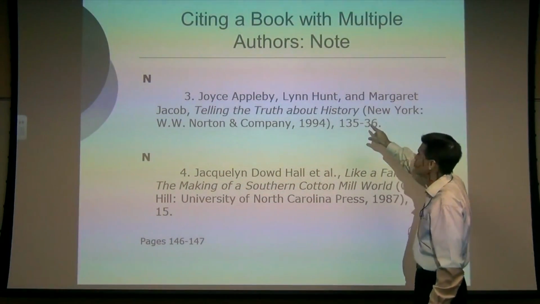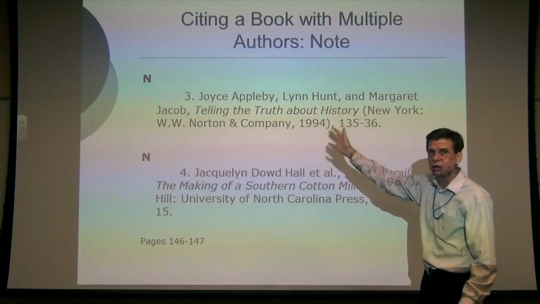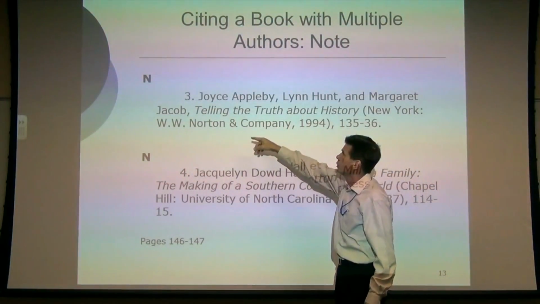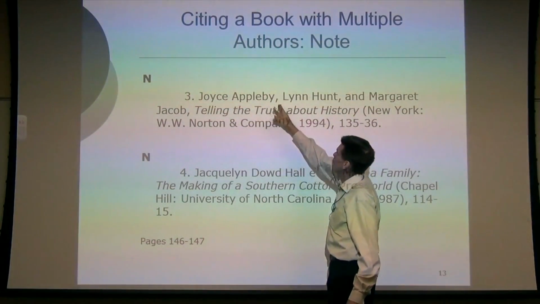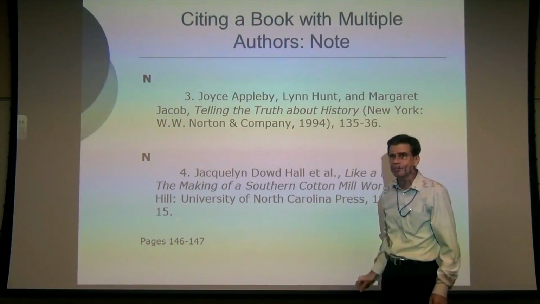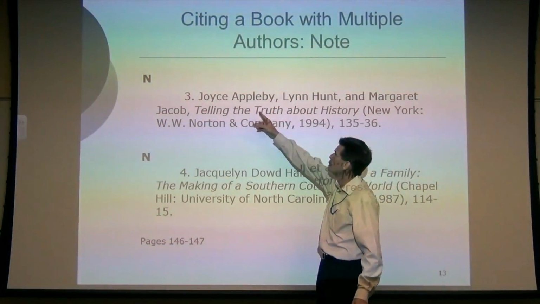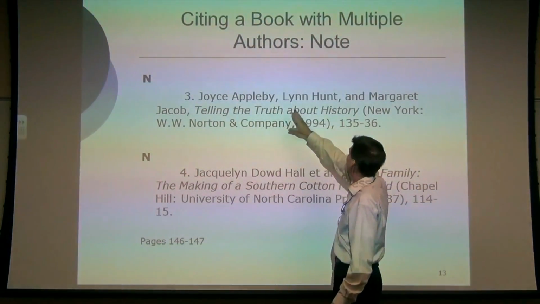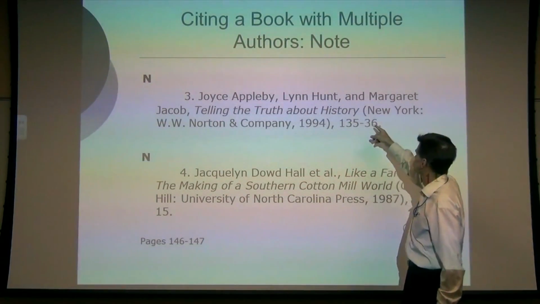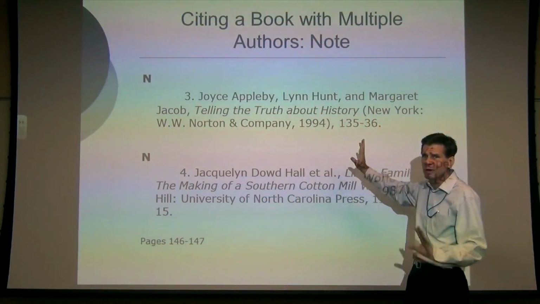So if you have 3 or less authors, if you have 2 authors or 3, this is what you do. So you have Joyce Appleby, comma, Lynn Hunt, comma, and Margaret Jacob. If you have 2 names, it would be Joyce Appleby, comma, and Margaret Jacob, or whatever. And telling the truth about history, everything else is the same, okay?